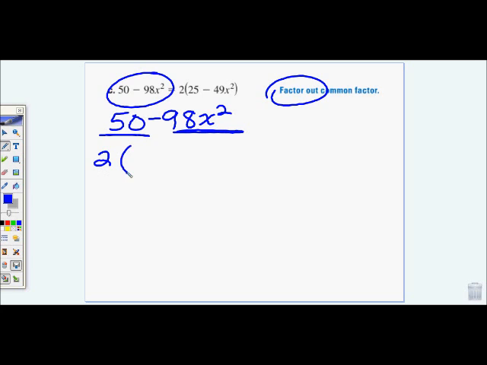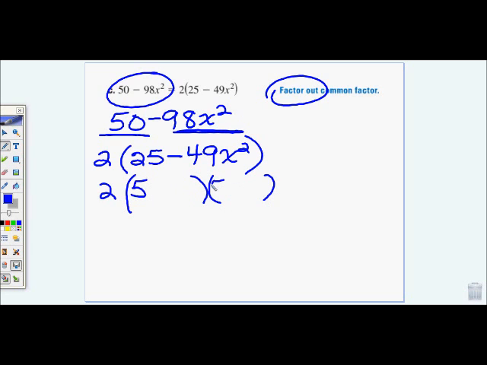So what if I had 2 times 25 minus 49x squared? Do I have some perfect squares now? Yeah. Oh, wonderful. So I can do 2. We're going to do this without some little extra help. What's my perfect square here going to be? 5. Put that in there.